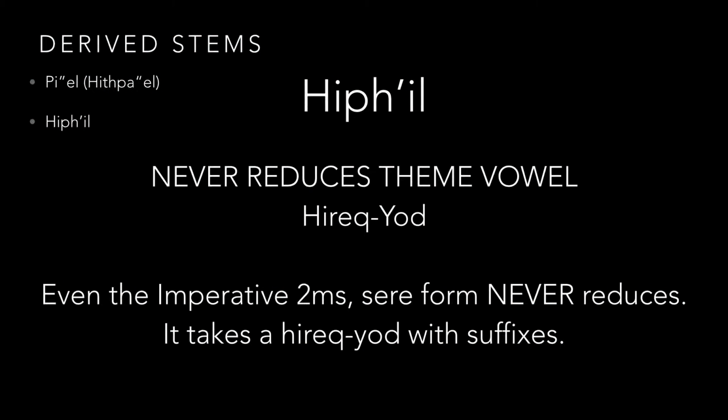In the Hifil, again, we have quite normal issues here. The theme vowel in the Hifil doesn't reduce because it's a hiriq yod. It's a historic long. We can't touch that. And then also, this is the one that's a little bit different. The imperative 2ms, if you remember in the Hifil, is a sere form. However, with suffixes, it takes a hiriq yod, and so it doesn't reduce. So that's going to be a little bit different than what we've seen before, but keep an eye on that.